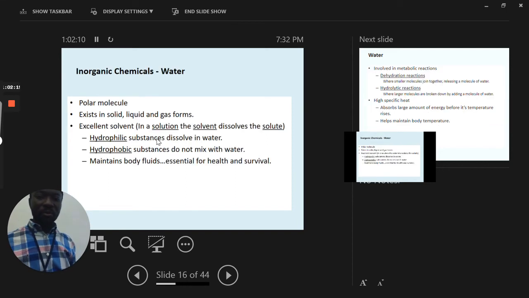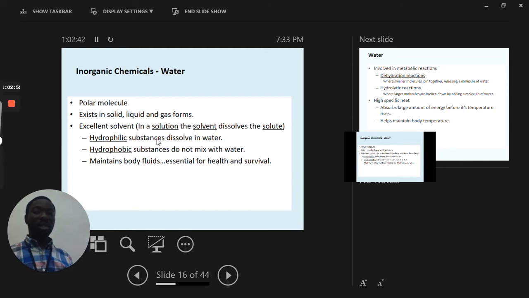Now I've explained polar covalent compounds the other time, right? So let me just explain this. When you say polar molecules, they exist in solid, liquid, or gas form, and they are excellent solvents. They are used to dissolve things. So anything you can remember that helps to dissolve anything, it is a polar substance. So hydrophilic substances dissolve in water.